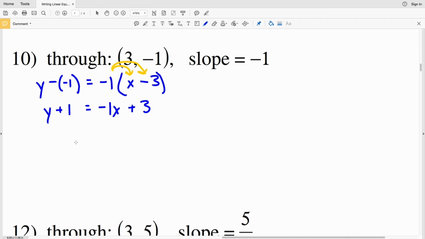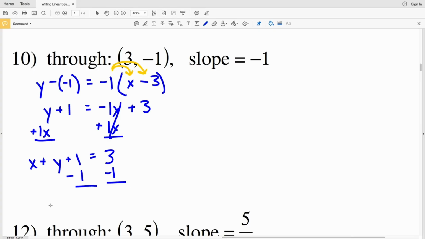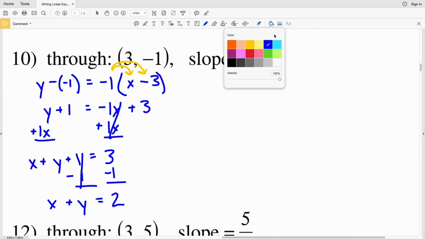Now let's move the x to the other side and this 1 to the right hand side. So we're going to add 1x to both sides. So that'll be x plus y plus 1 equals 3. And now we'll subtract 1 from both sides to get that x plus y equals a positive 2. Ax plus by equals c.